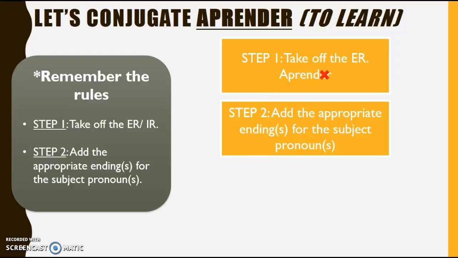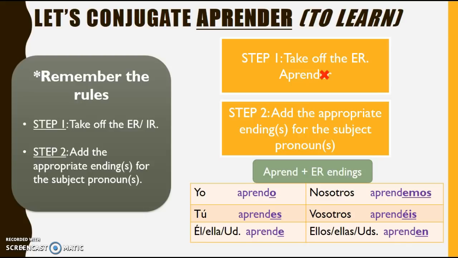And then I've got to add the endings for the subject pronoun. So this time I'm going to use the ER ending since it's an ER verb. So it'll be aprend, that's our stem, plus the ER endings we just went over, and I have them underlined in the conjugation. So now we can say things like I learn, you learn, he learns, instead of just to learn. So take a look at our box here.